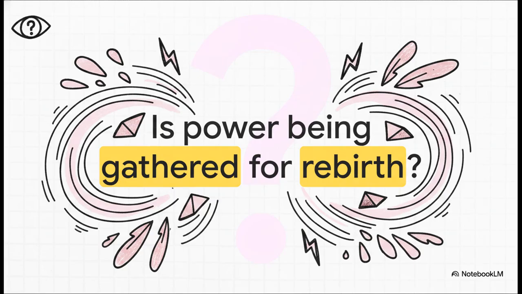Which brings us to the ultimate takeaway from this explainer. The next time you're observing a political movement, the best diagnostic question you can ask yourself isn't just, is this authoritarian or are they violent? It's actually this: is power being gathered for rebirth? Keep that analytical tool in your back pocket, and you'll be able to evaluate political formations with a whole new level of clarity. So the next time you see a movement calling for a return to a mythical past, what exactly are they trying to purify?